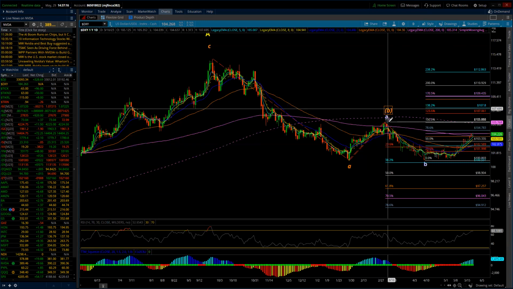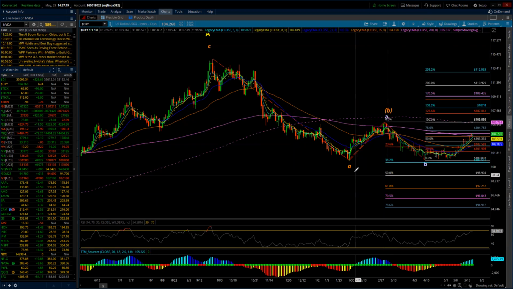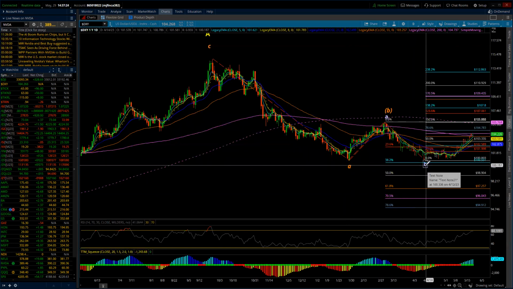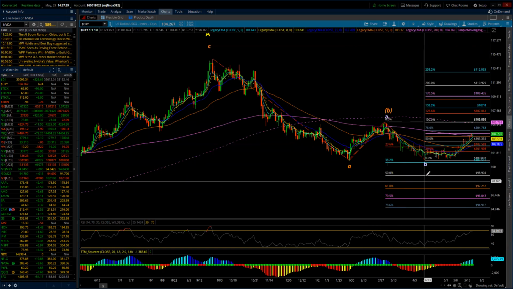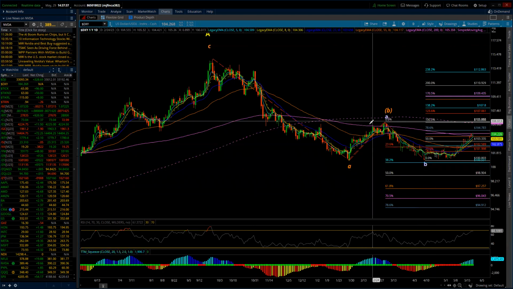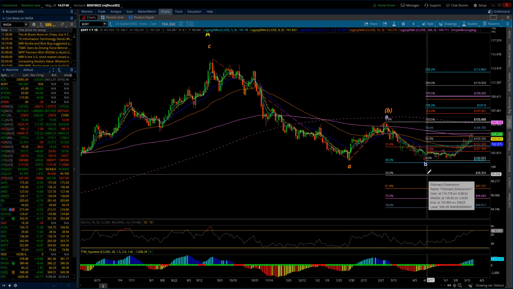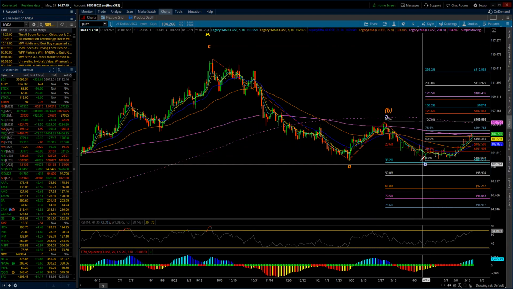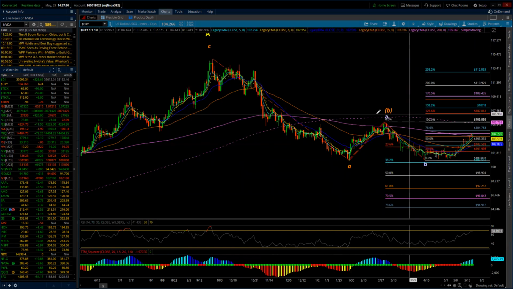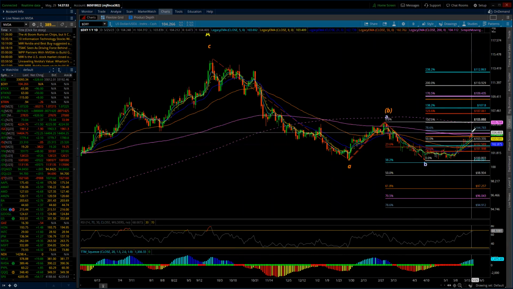The A here is the possible finish on a minor degree, a minor B, and this then is wave one of C. So minute wave one of minor wave C, or we have 1, 2, and it's minute wave one of minor wave 3. So we have a couple of scenarios here, but if we keep it right where we are, A, B, C, which suggests we still have more upside to do.